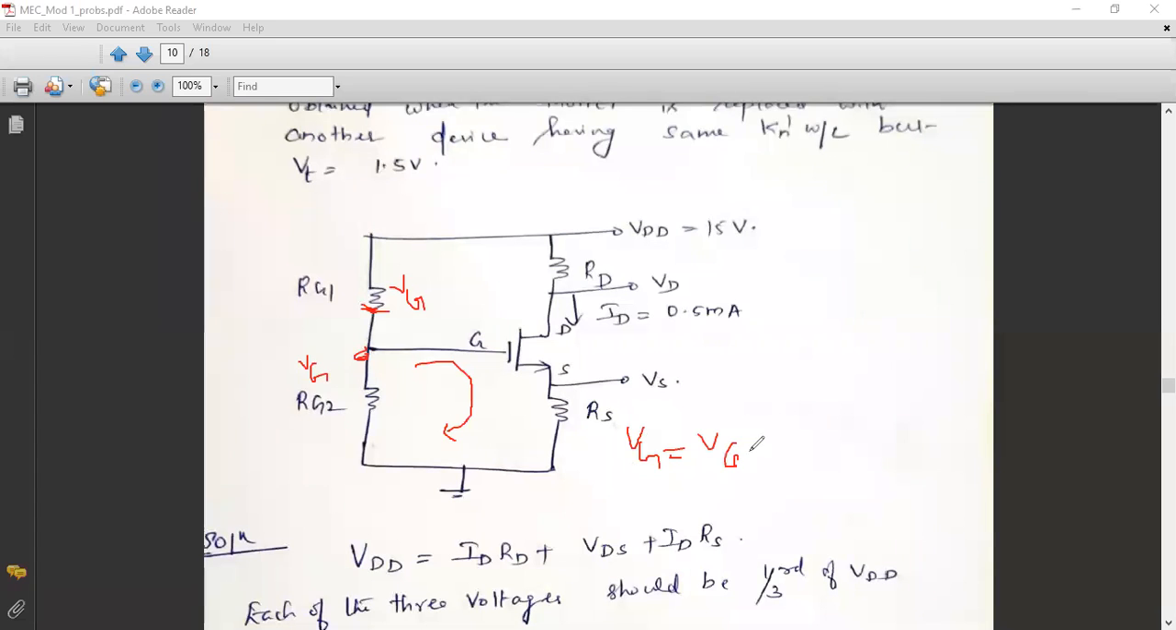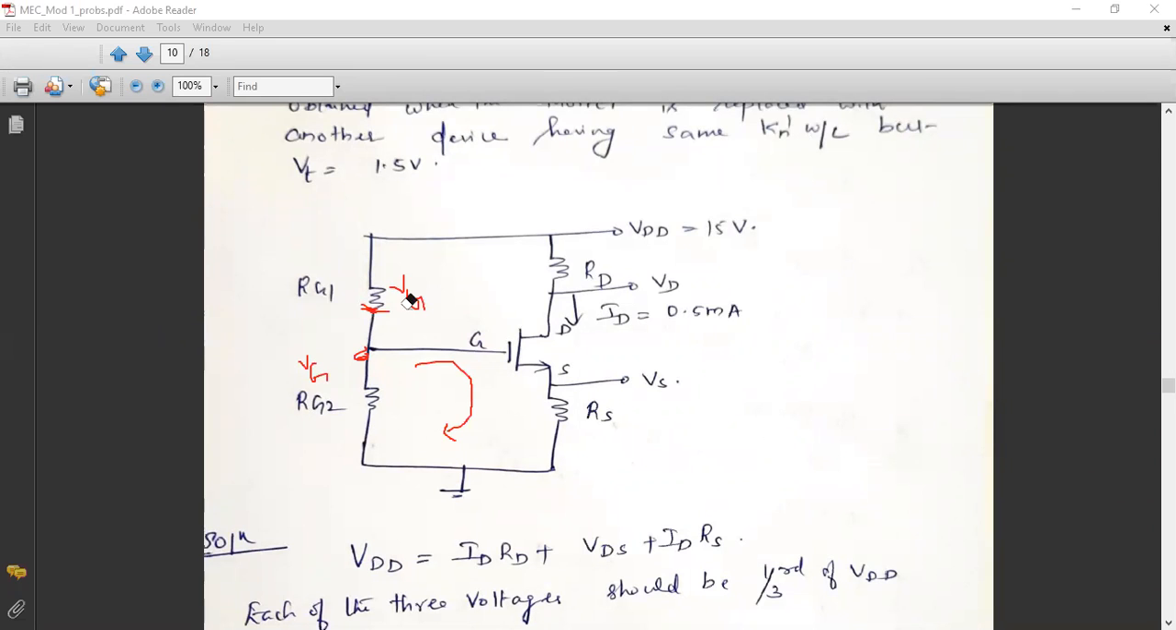VG is equal to VGS plus VS, right? If you're not responding, it means either you are not understanding anything or you are not in the meeting. If you take this loop, the total input voltage is VG, and one fraction will appear across the junction gate and source and another fraction will be across your RS. So VG can be written as VGS plus VS.